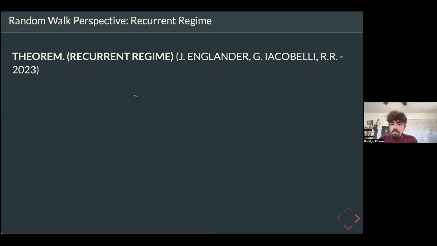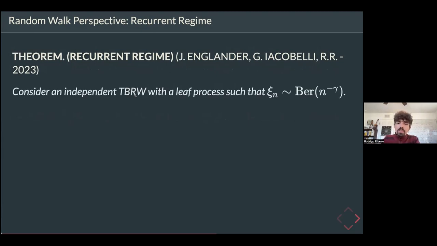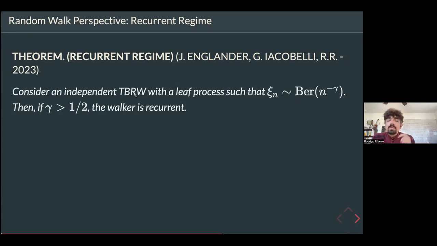In a work in collaboration with János Engländer and Giulio Iacobelli, we showed that for gamma above 1/2, the walker is recurrent. So in words, if you have a walker that with probability 1 over n to the gamma adds one vertex to its position at time n, and this gamma is larger than 1/2, then the walker is recurrent. What I mean is that the walker will visit all vertices infinitely often with probability 1. So even the vertices that will be added in the future will also be visited infinitely often.